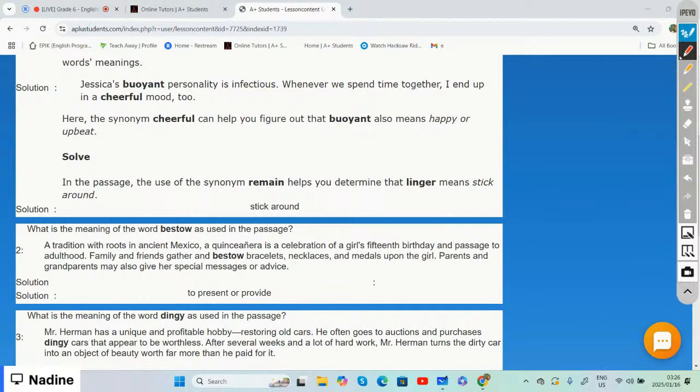And the word bestow, not necessarily to wear. It's almost like when they say, I bestow that upon you. It's like you're granting someone that, or you're giving someone that, or you're presenting someone that, or you're providing them with something.